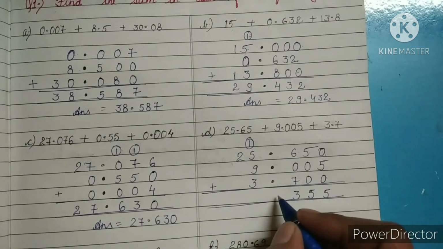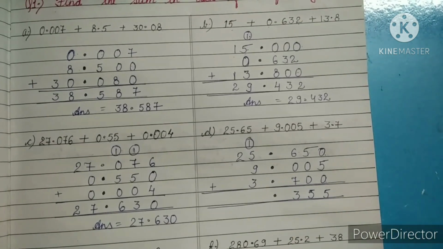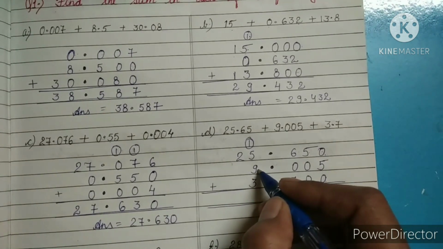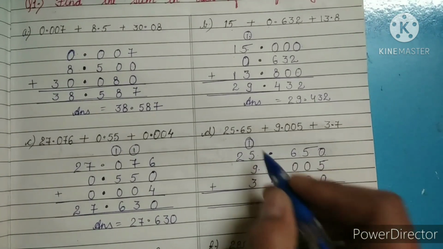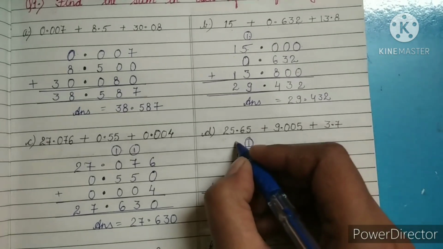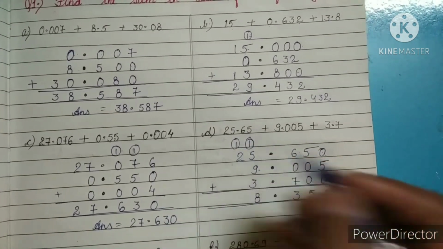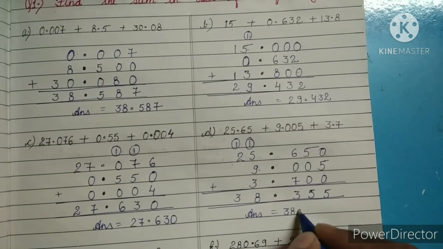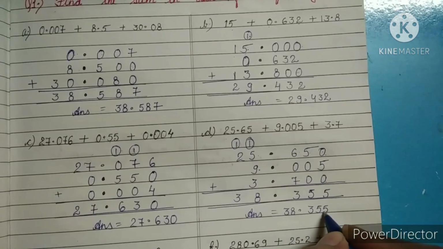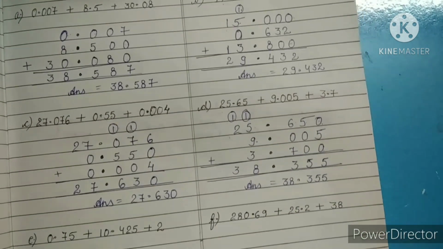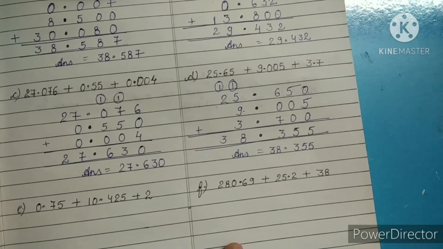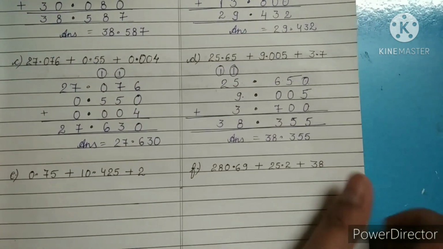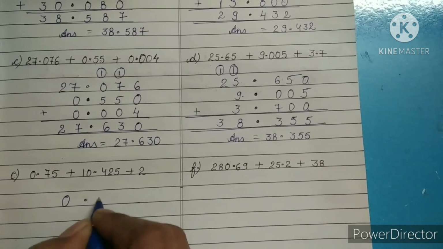Now what is here? Decimal line, so decimal will come in the answer. Now let's add them. 3 plus 9 is 12, 12 plus 5 is 17, plus 1 18, so 1 will go on the carry. 2 plus 1 is 3, so its answer is 38.355. Okay, now we will do E. Okay, E is 0.75.